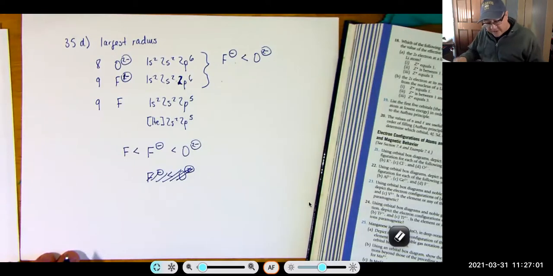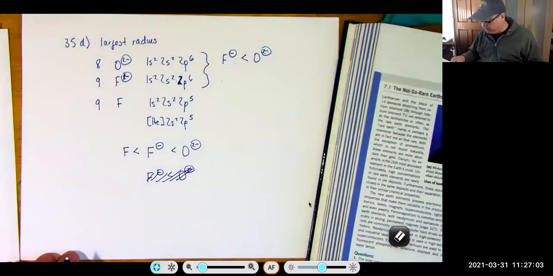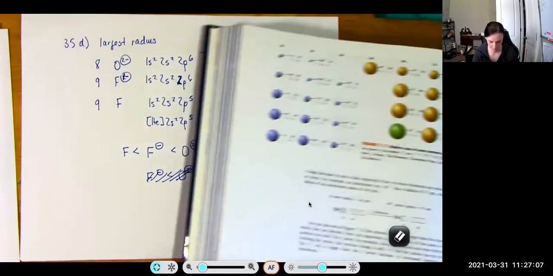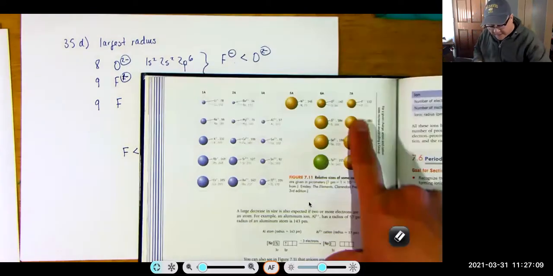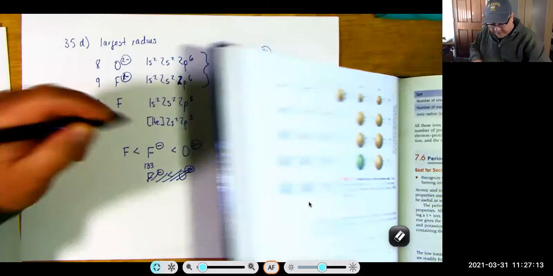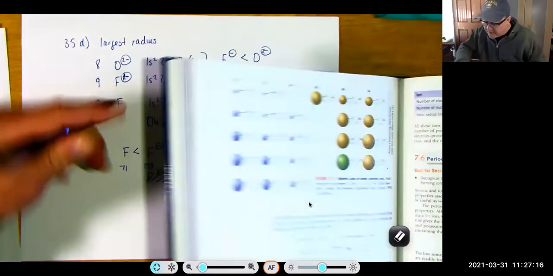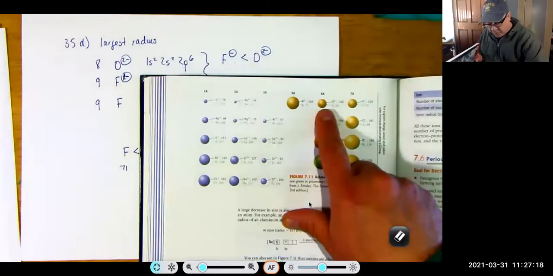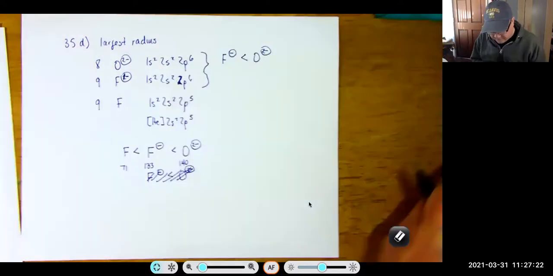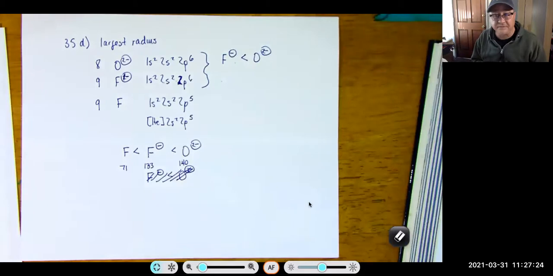And we can actually check our answer, can't we? So here we can see that F minus is 133, F is 71, and O2 minus is 140. So without knowing those numbers, did we put them in the correct order? Yeah. Booyah.